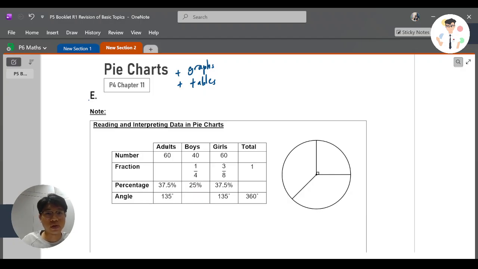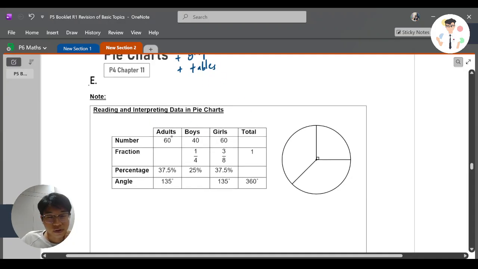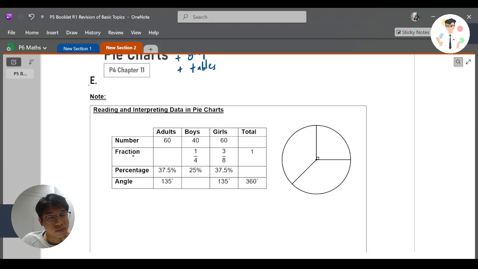Okay, so sometimes they will match graph and pie chart together as a question, or table and pie chart as a question to you to analyze. So it's important for you to master how to answer pie chart questions, with graphs and tables. So let's look at this first. In a pie chart, they usually like to combine fraction, percentage, and angle, part of the information here as well, for you to analyze.